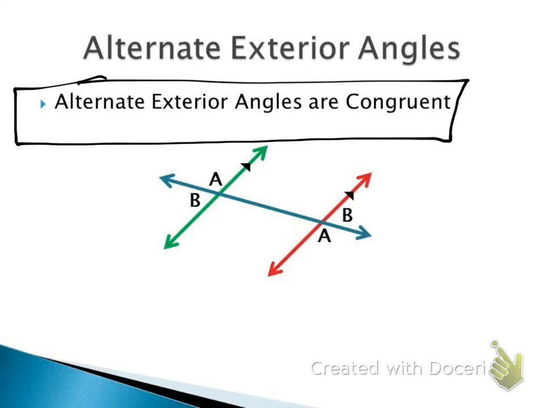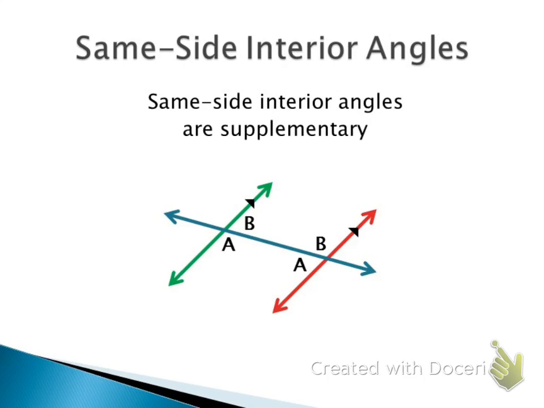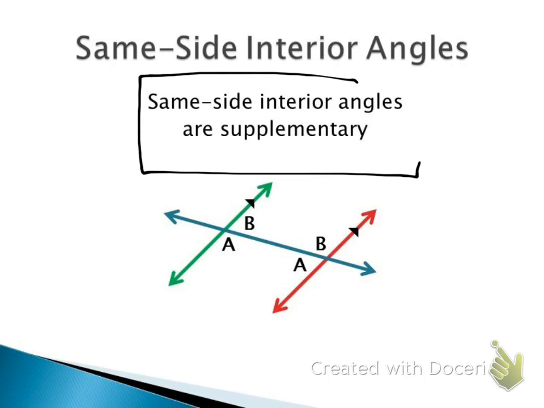The fourth and final statement is a little different. Instead of being congruent, we know that same side interior angles are supplementary. What does it mean to be supplementary? They add to 180. So if you're still unsure what supplementary means, make yourself a little note that those angles should add together to give you 180. So if you do B plus B, you should get 180. A plus A, you should get 180.